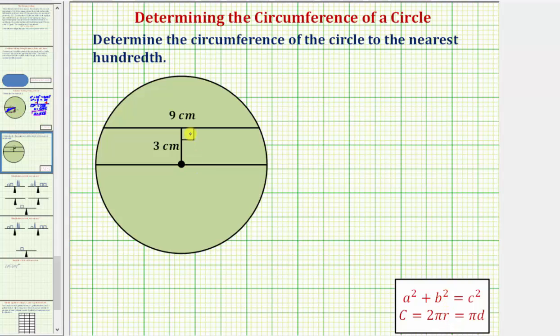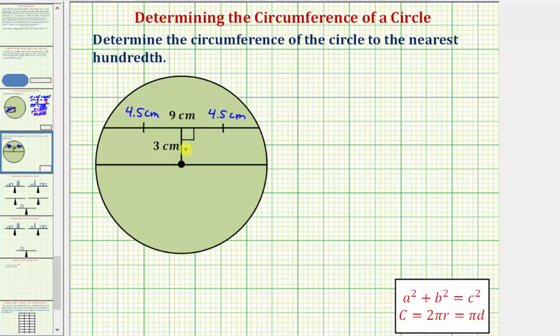So looking at the given information, notice how this segment has one endpoint at the center of the circle, and then it intersects this chord at a right angle, and therefore this perpendicular segment bisects this chord, meaning it cuts the chord into two congruent segments. So the segment on the left is congruent to the segment on the right. So if the total length of the chord is 9 centimeters, the length of the segment on the left would be 4.5 centimeters, and the same for the segment on the right. This is also 4.5 centimeters.